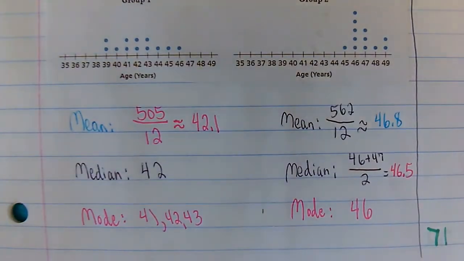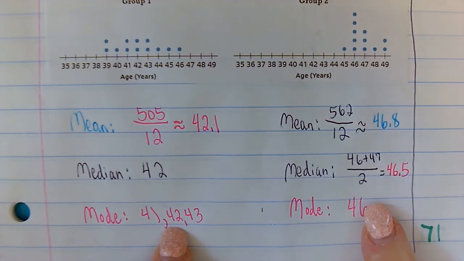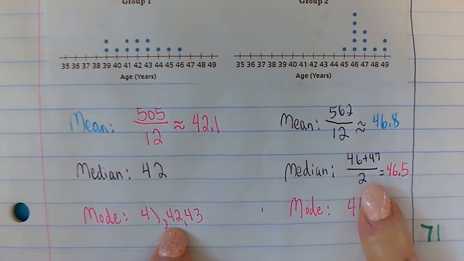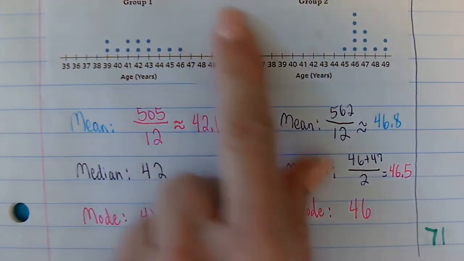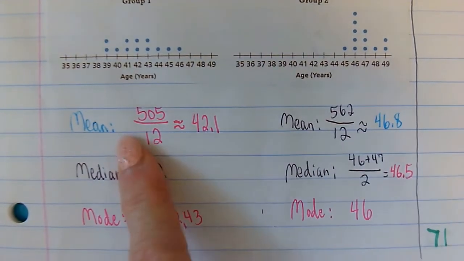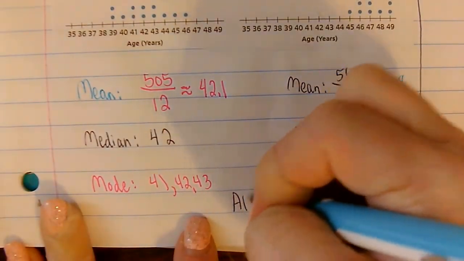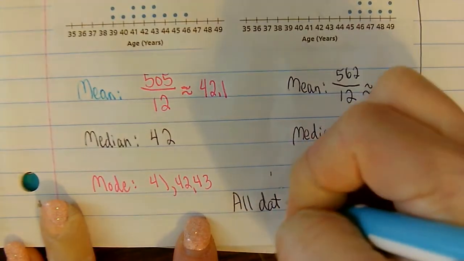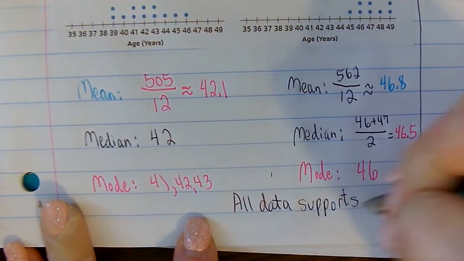Alright, so now we can compare the information over here and here from group 1 and group 2. Which set of information would be closer to 46? Group 2, which means that 46 is the most likely to be pulled from group 2 instead of group 1. So, all data supports group 2.